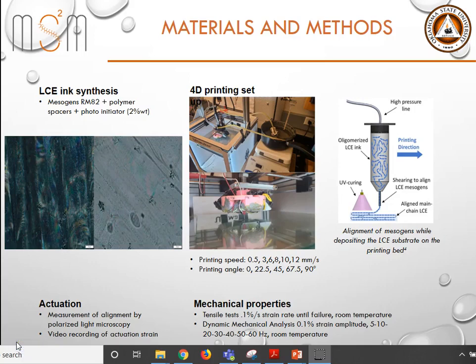Polarized light microscope images, as shown in the photo on the left, confirm the alignment of mesogens in our printed specimens. We measured the actuation strain of our 4D printed LCE specimens by recording videos of the actuation under the influence of heat, and we processed those videos and images via MATLAB.